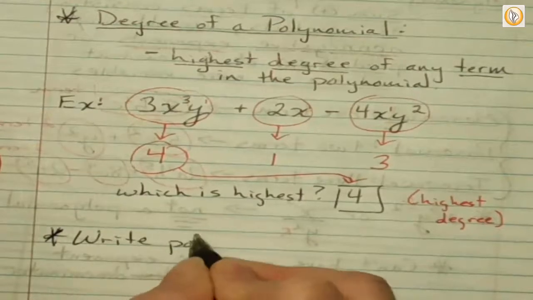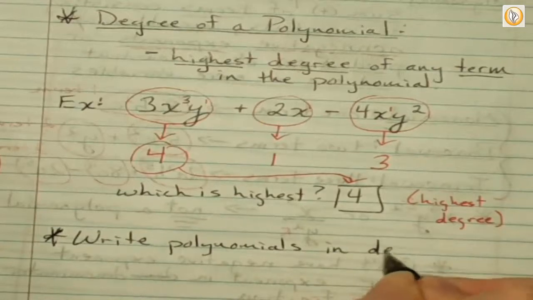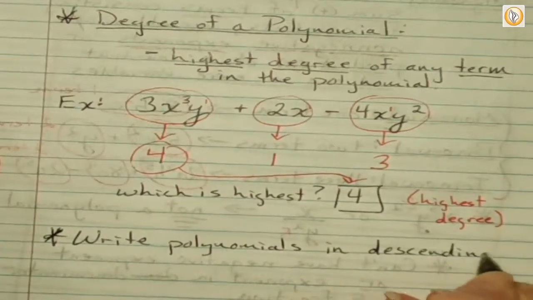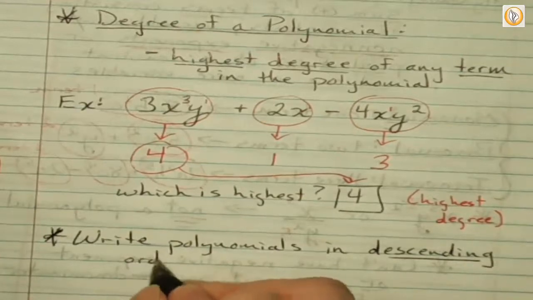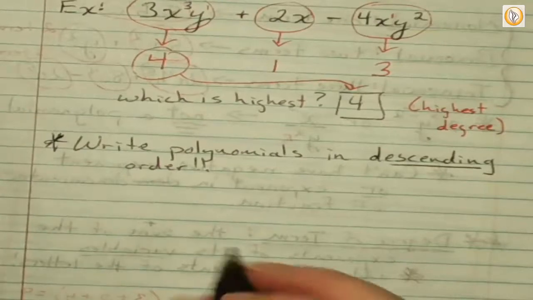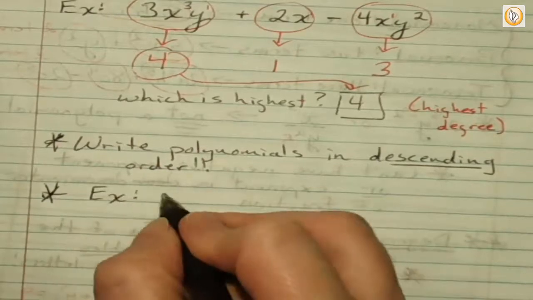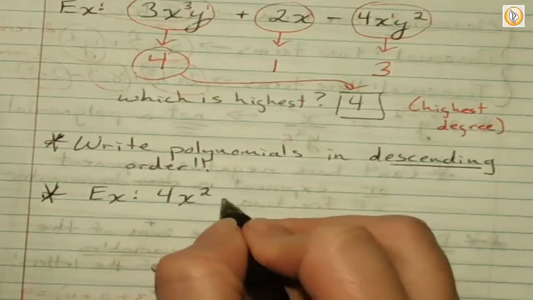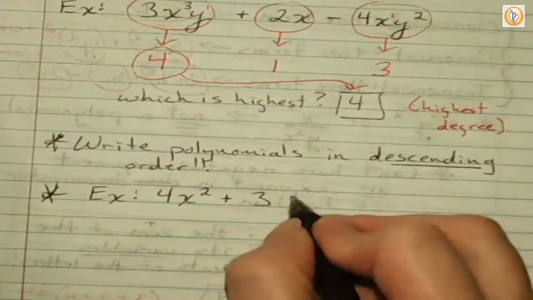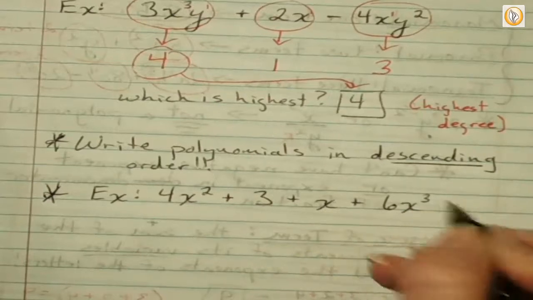Write polynomials in descending order. Descending order. For example, let's say I have 4x squared plus 3 plus x plus 6x cubed.